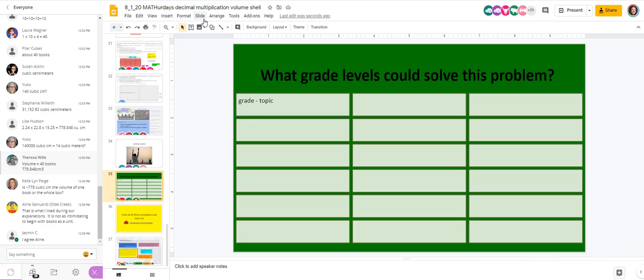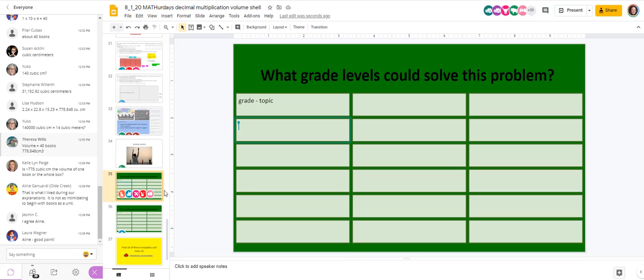If you see this working in multiple grade levels, go ahead and add that to slides 35 and 36. So if you see a part of this that could be done in 3rd grade, tell us. If you see a part that could be done in 8th grade, tell us what it is. And if someone else has the same box as you, just move to another box.